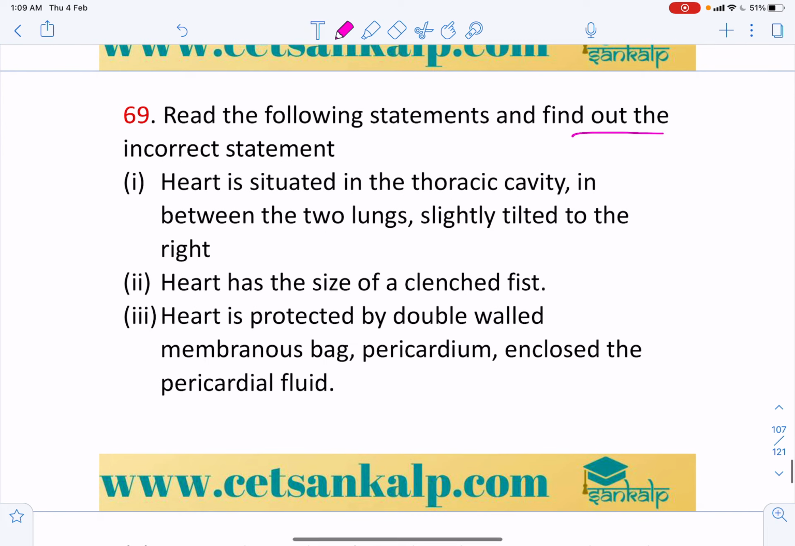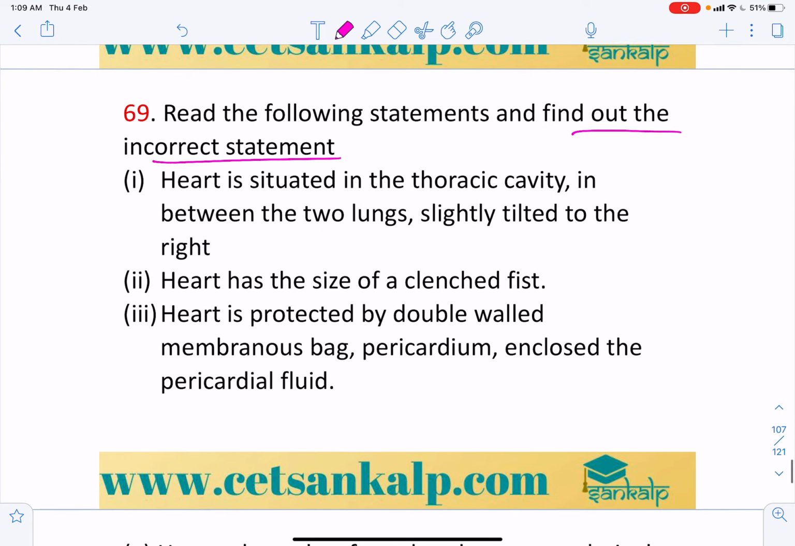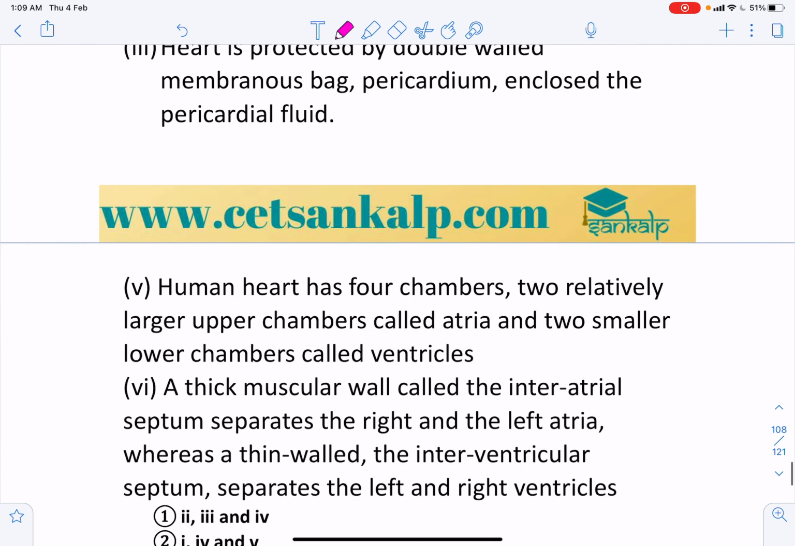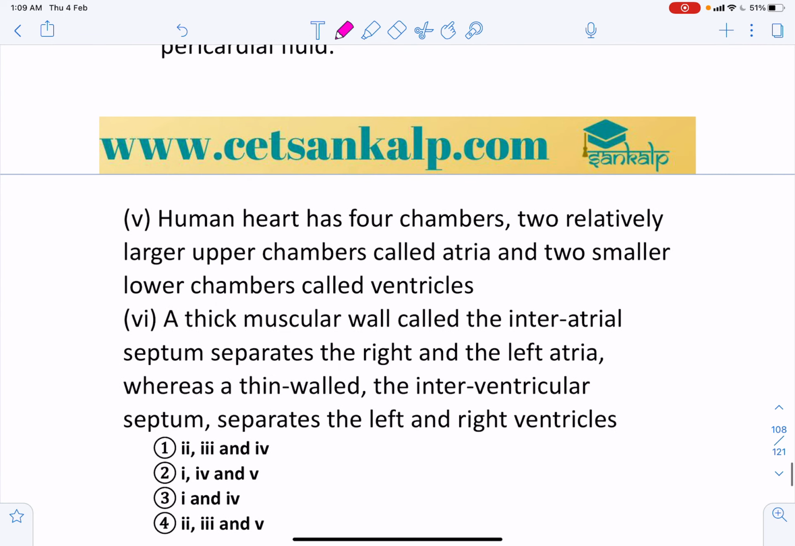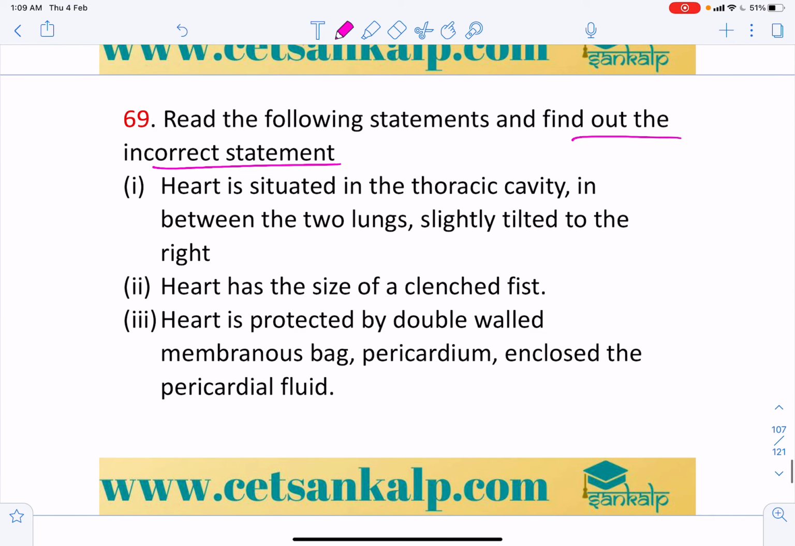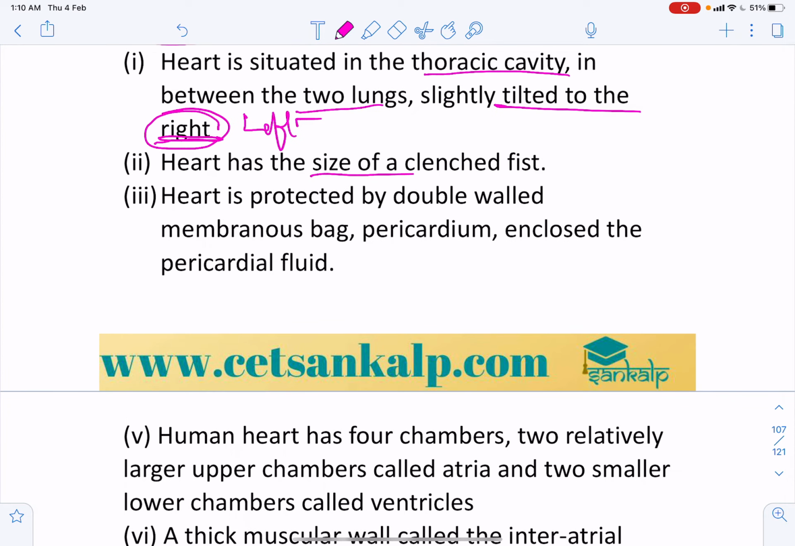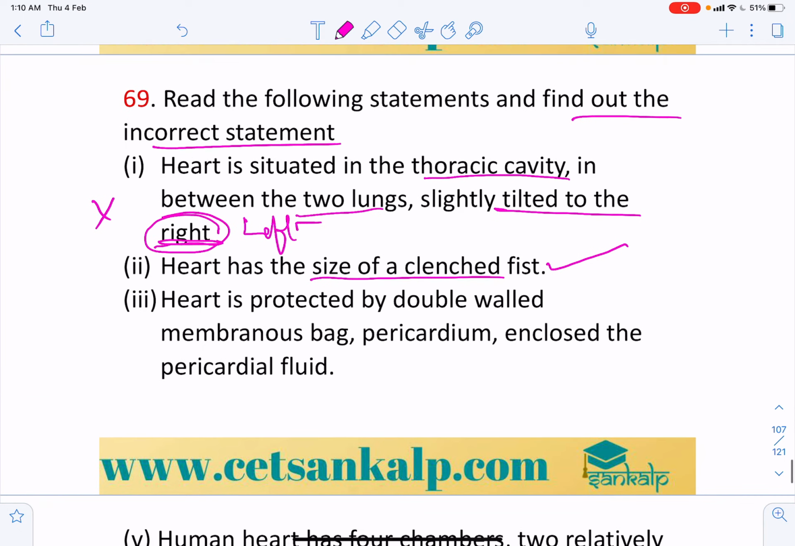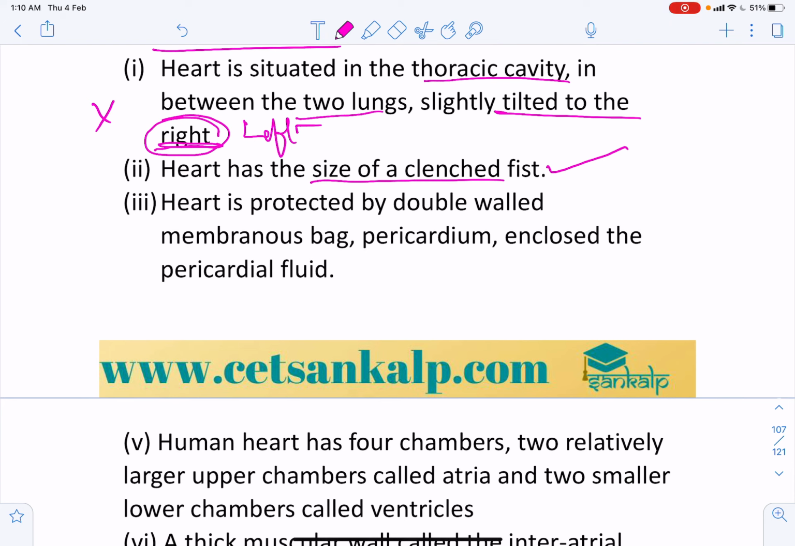Read the following statements and find out the incorrect statements. The heart is situated in the thoracic cavity in between the 2 lungs, slightly tilted towards the right. Wrong, that is slightly tilted towards the left. Heart is the size of a clenched fist, correct. So 1 is wrong. We want what is only incorrect. Heart protected by double-walled membranous bag pericardium, enclosed pericardial fluid, correct.